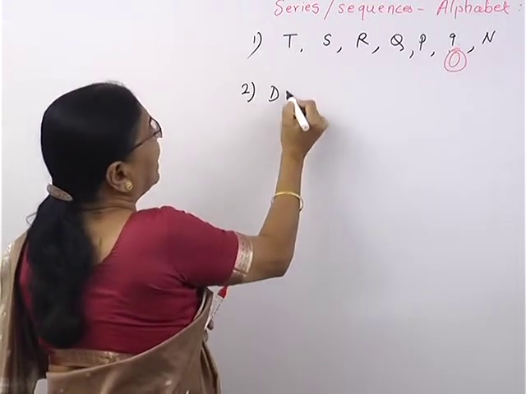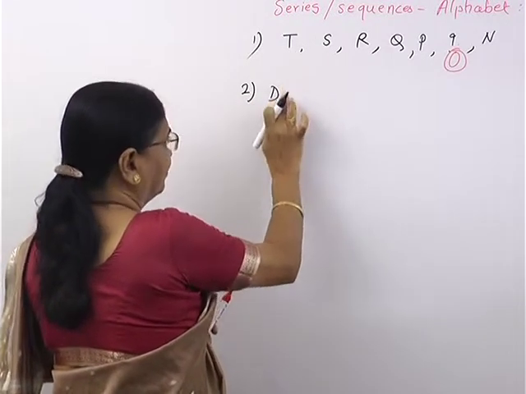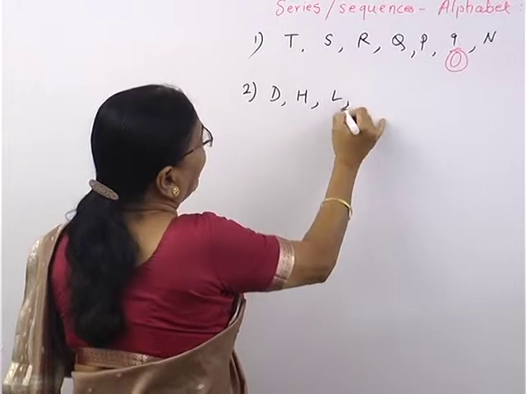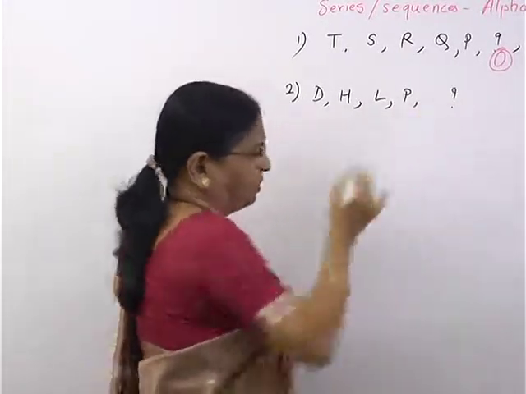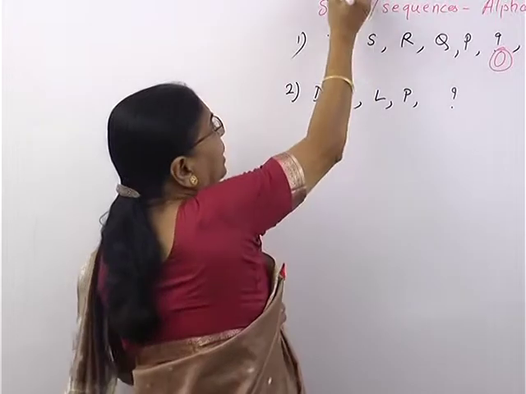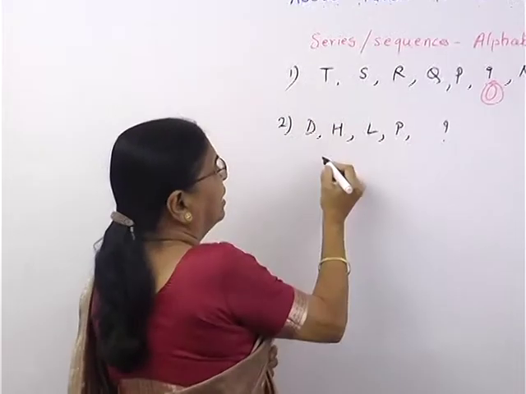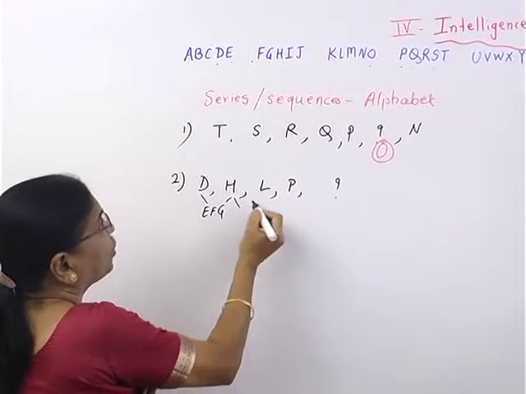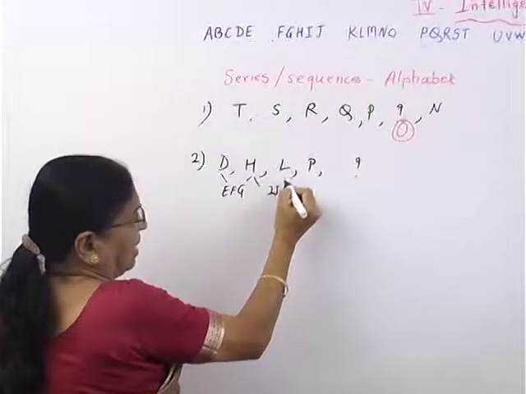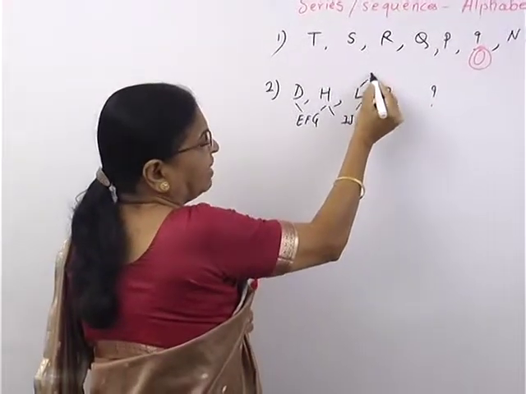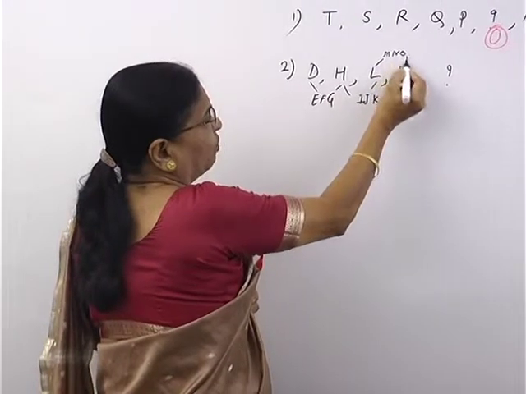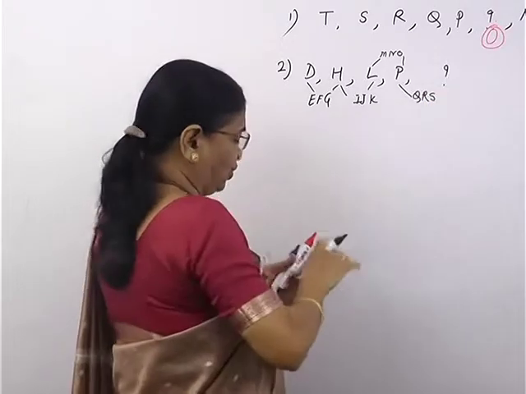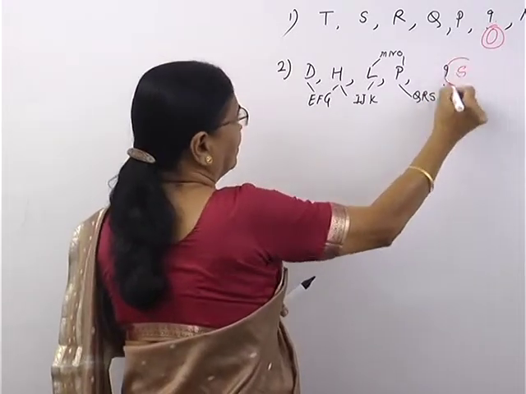Suppose I say D, H, D, then H, then L, then P, then what? Here you can see from D to H there are 3 letters, E, F, G, left, and then from H also I, J, K, L is there. So L, then M, N, O, P is there. So let us see Q, R and S. So there will be S.